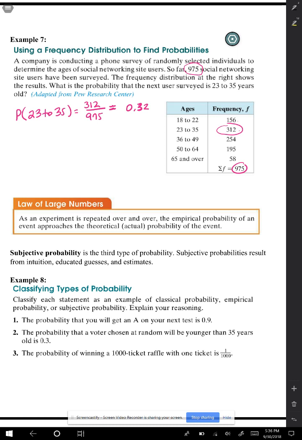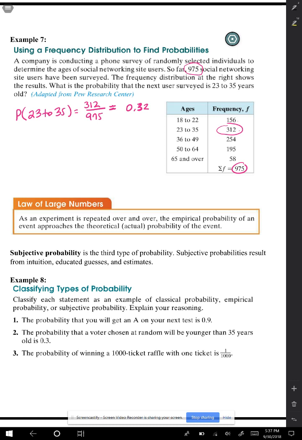But what the law of large numbers says is that if you do repeat an experiment over and over and over again, eventually the empirical probability, so the results of your experiment, would approach the theoretical or the actual probability. So if you only flip the coin 10 times, you might get 8 heads and 2 tails. But if you kept doing it 100 times, eventually it should be getting closer and closer to that 50-50. And that's what the law of large numbers states.